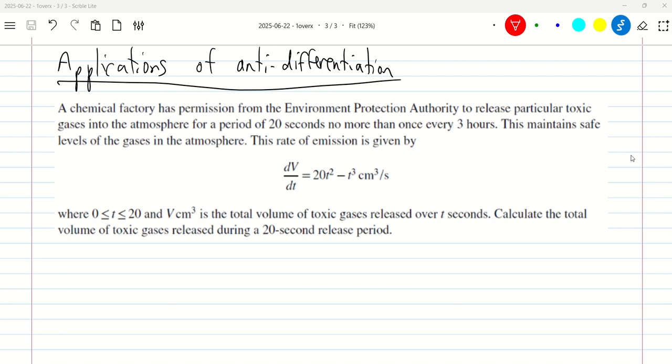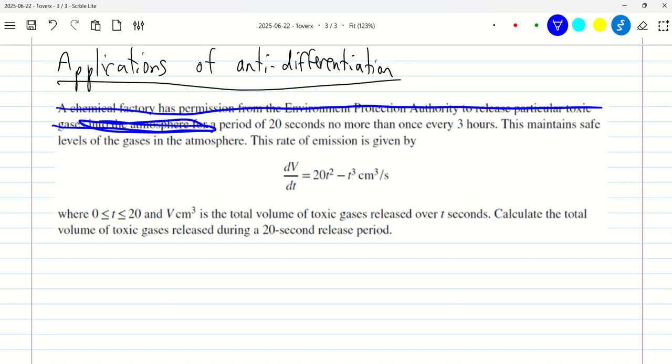So let's have a look. A chemical factory has permission from the Environmental Protection Authority to release particular toxic gases into the atmosphere for a period of 20 seconds, no more than once every 3 hours. So once every 3 hours, they get 20 seconds to release some gas into the atmosphere. To be honest with you, not much of this is important information. It's probably until it gets to here, where it says there's 20 seconds every 3 hours that there's some gas release. None of that other stuff is really important.